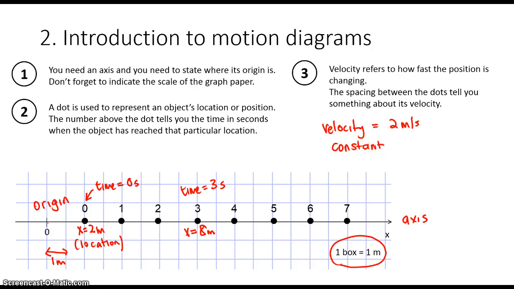Okay, so that is the introduction of motion diagram. And so let's recap. First, we need to specify our axis and our origin. Secondly, we represent the object's location by a dot, and the number above the dot tells us the time at which the object is at that particular location. And the several dots on the same motion diagram will tell you how exactly the object has moved.